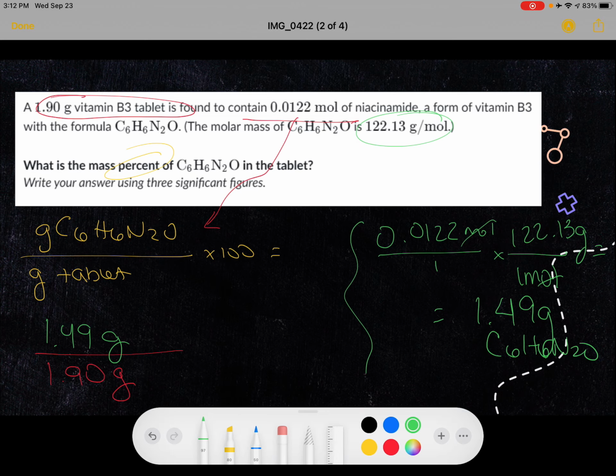Sweet. And then according to the formula, I'm going to have to multiply this by 100. And so once I put this into my calculator to get a percent, I should end up getting 78.4%. It does say it wants it to 3 significant figures, so there's my lovely 3. Cool.